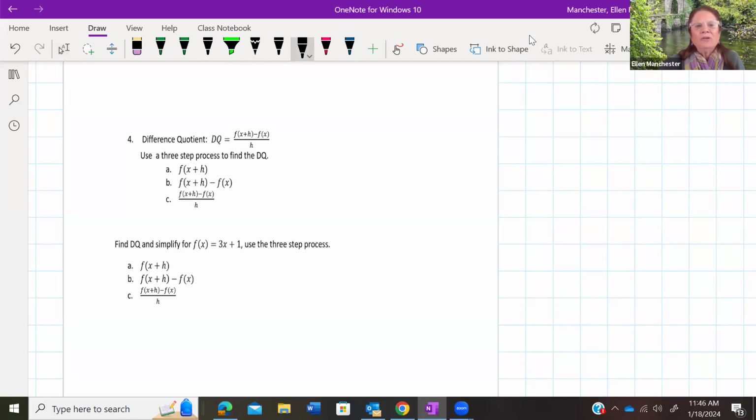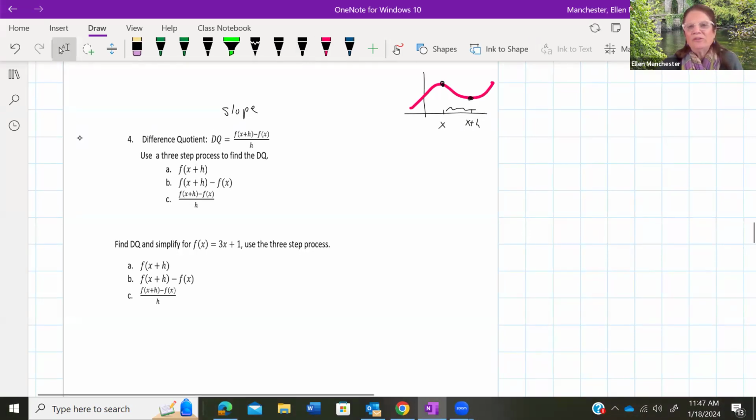So the difference quotient is just a slope. That's all it is. Okay. If you remember, if I had a line and I wanted to know what the slope is between here and here, and this value is x, and this value is x plus h. Okay, so that h is just this distance.